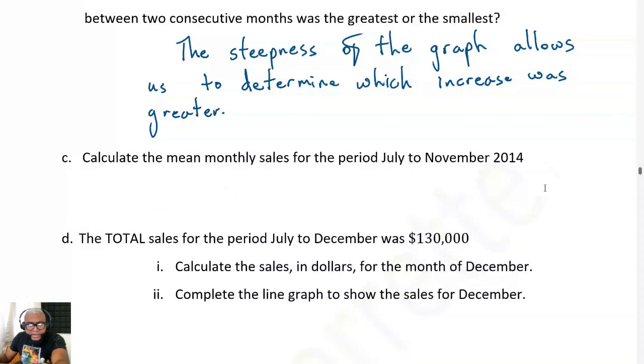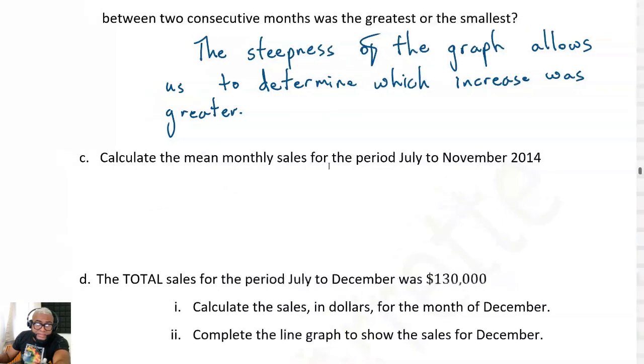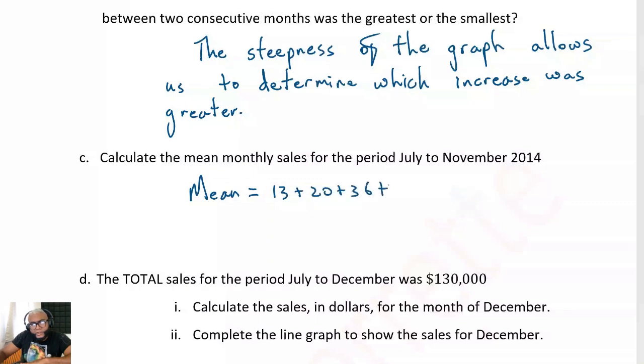These questions are plenty parts. Calculate the mean monthly sales for the period July to November 2014. So you're looking for mean, right? Go ahead, Priya. What do we add in here if we want mean? Give me the amounts we added. 13, 20, 36, 25, and 15, and it'll be all over how many months?